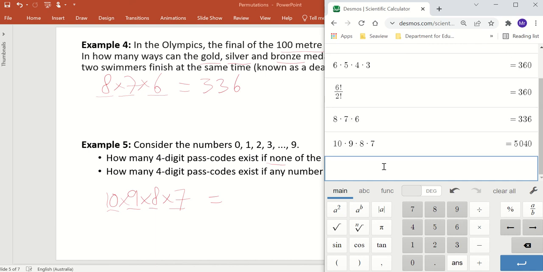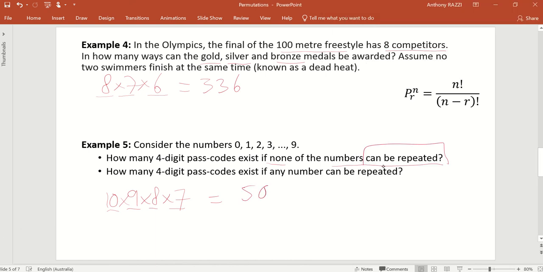So there's 5,040 different ways. Now, in reality, when I set a passcode on my phone, it doesn't tell me I can't use the same number twice. I can. You can repeat. So on your phone, if you have a 4-digit passcode, like I do, in the first spot you can have 10 different digits. Second, 10. Third, 10. Fourth, 10.